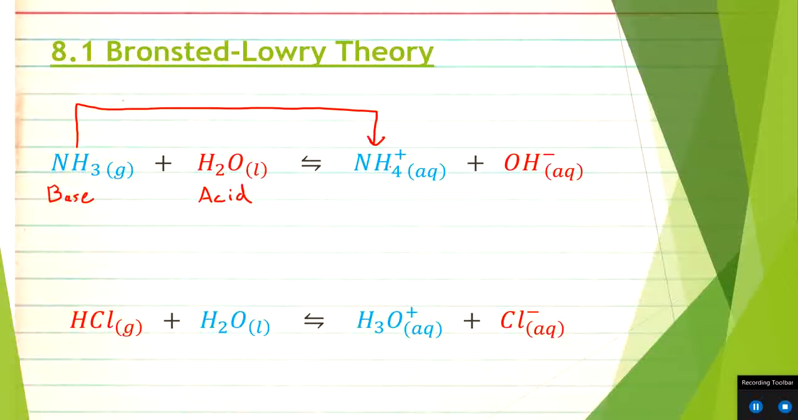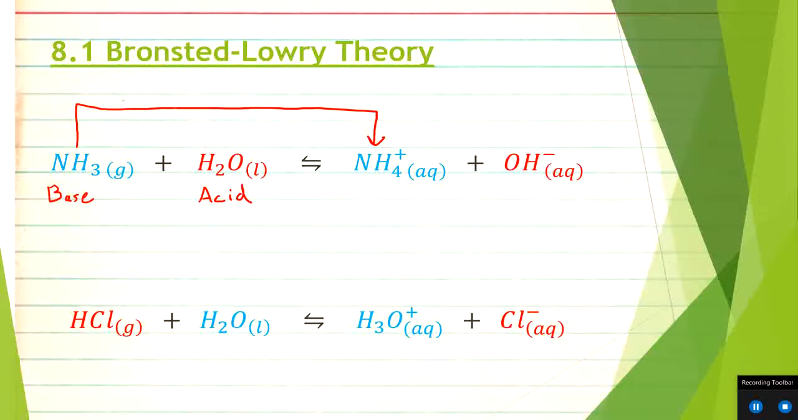If we look at the reverse reaction, let's take a look for a second. The reverse reaction is NH4 plus and OH minus. In the reverse reaction, NH4 plus is acting as an acid, and OH minus is acting as a base. So the NH4 plus is giving away a proton to reform the ammonia, and the OH minus is picking up a proton to reform the water. So when we have a reversible reaction like this, we call these conjugate acid-base pairs.